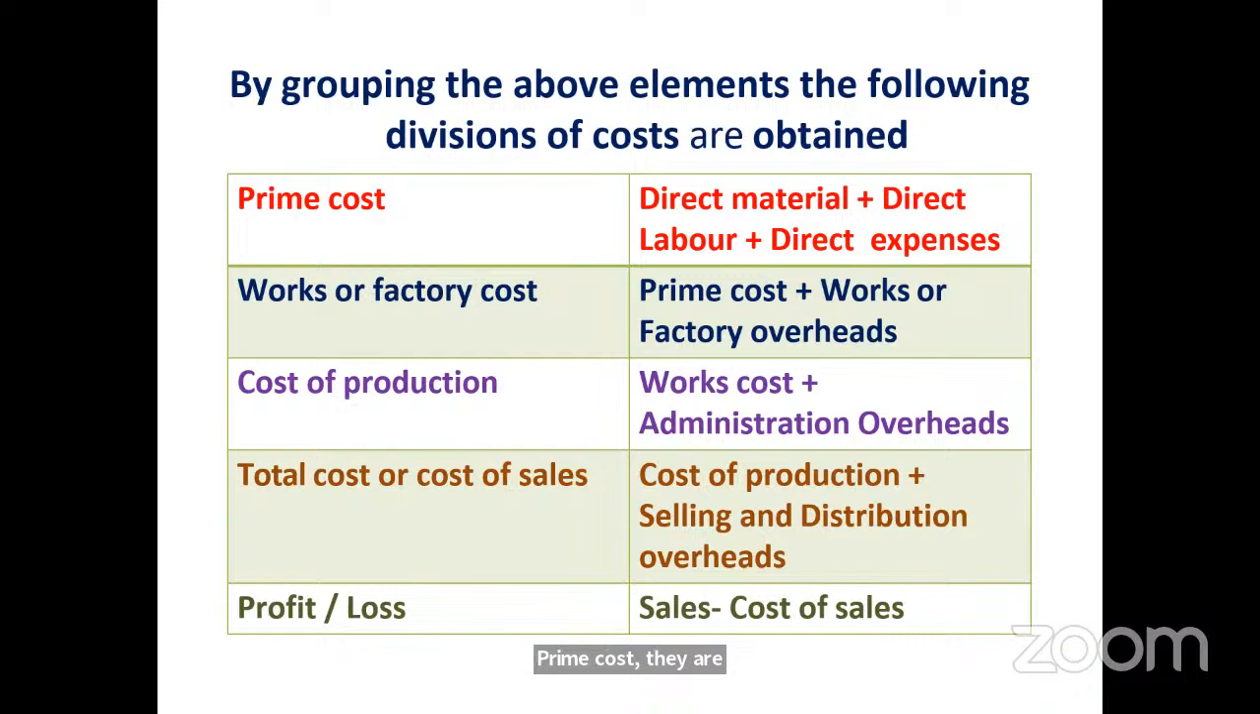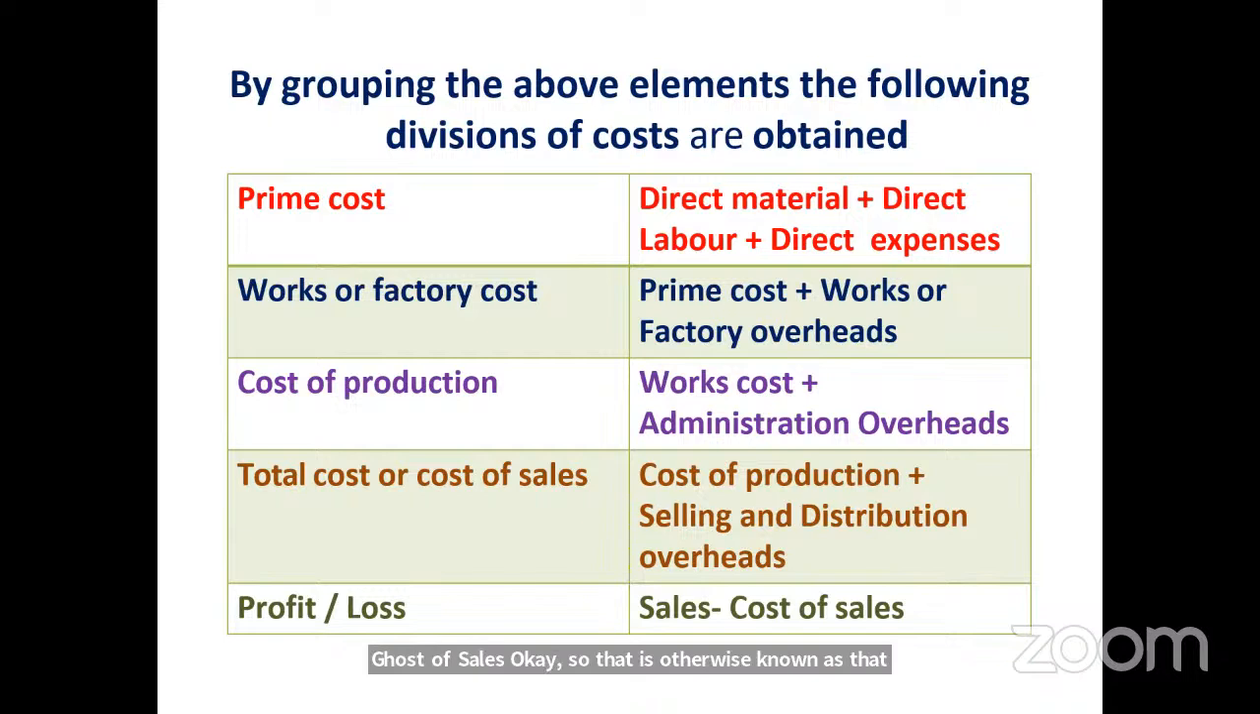Again, after getting the works cost, if we add the administration overhead, what will we get? Cost of production. Clear? Yes. Again, after getting the cost of production, if we add the selling and distribution overhead to the cost of production, what will we get? Total cost or cost of sales. So cost of sales is not exactly the sales cost. Please remember, cost of sales is otherwise known as the total cost.